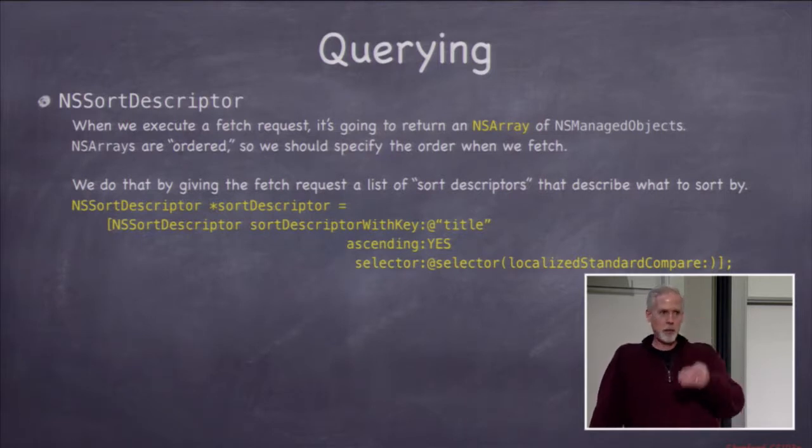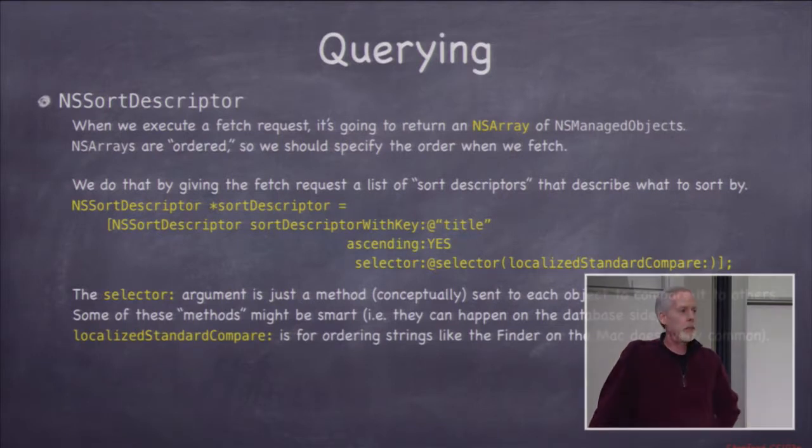Ascending is whether it's alphabetical order or reverse alphabetical order. And then the selector is interesting there. That is the method that will be used to compare photos while it's sorting them. Okay? So it's going to sort the results by the title, and it's going to be using the method here, localizedStandardCompare, to compare the titles to know how to sort them.